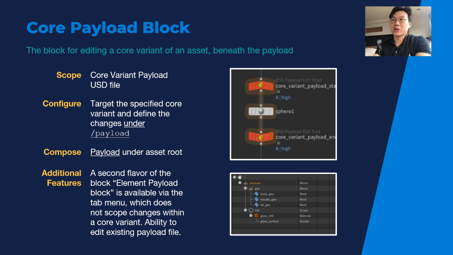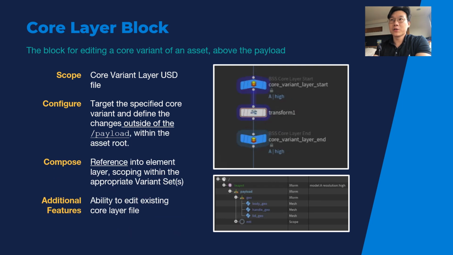And using the same block nodes, we also have an additional setting that will allow artists to use a payload block as a normal payload block without actually scoping to a specific core variant. On the other hand, the core layer block targets the layer's USD file specifically. Similar to the core payload block, we configure the start node to be modifying a specific core variant, except this time the data is defined outside the payload prim and scoped under the asset root. And the end node uses the reference arc to bring the content in, as well as creating the actual variant sets if they do not exist on the asset.